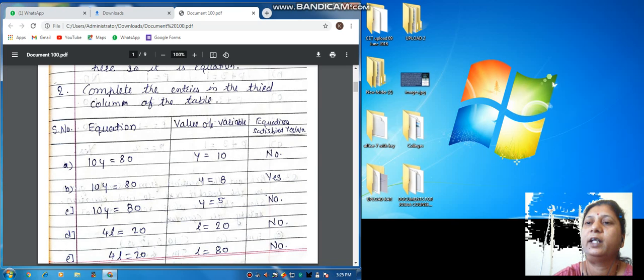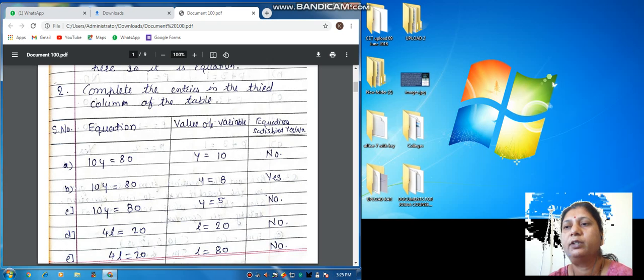Then next, 10y is equal to 80, y is equal to 5. So see here, we have to put the value of y is equal to 5. So 10 fives are 50. So are 50 and 80 equal? No. So it is not satisfied. So write no here.